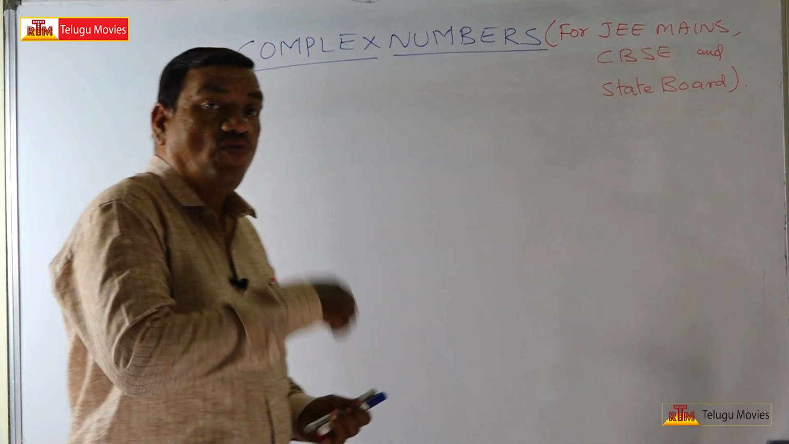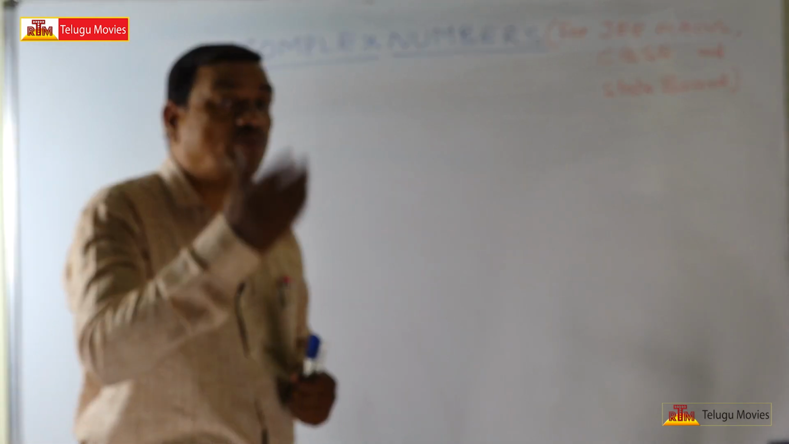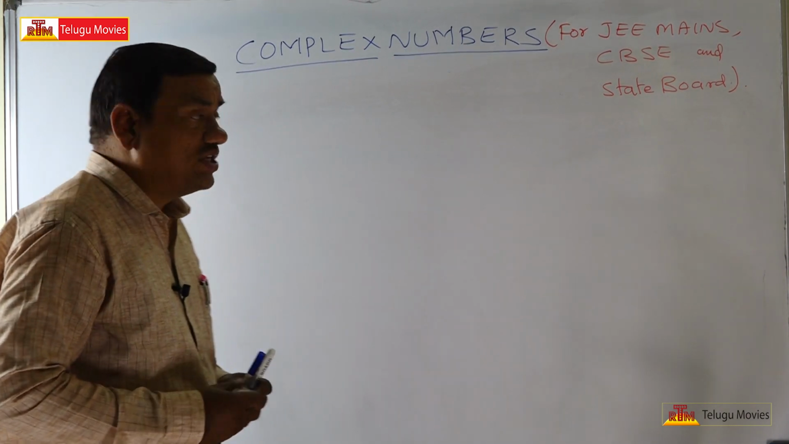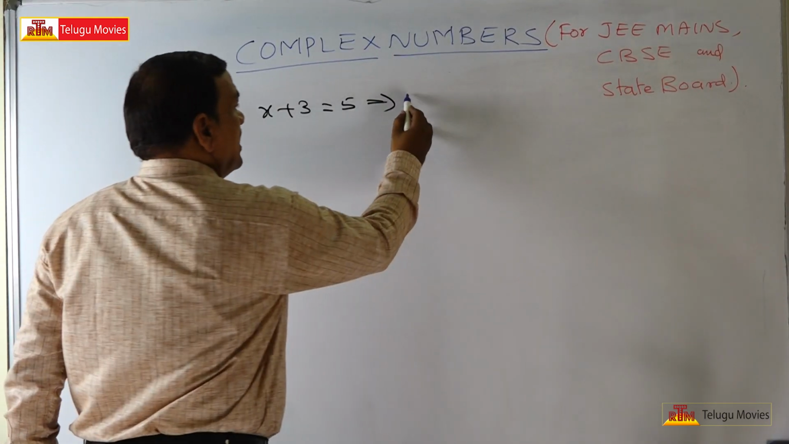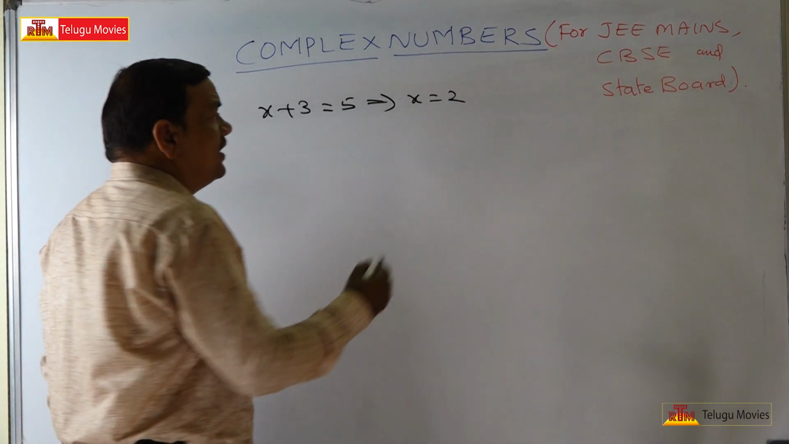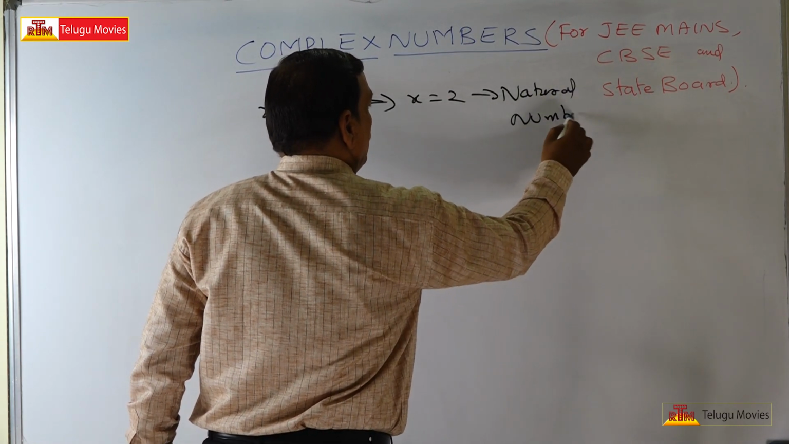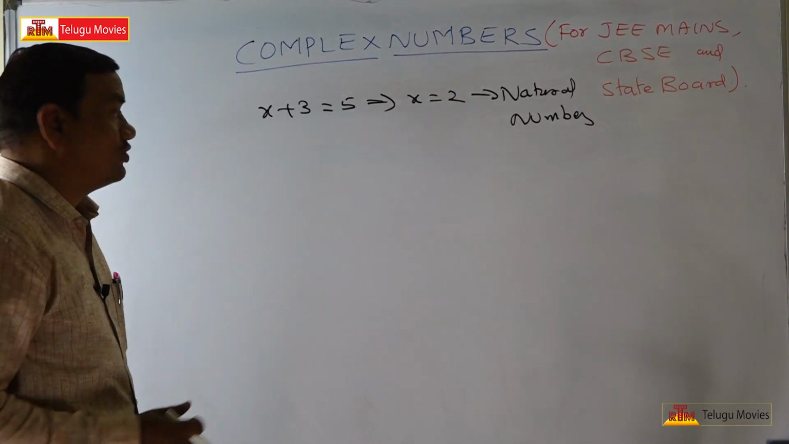Okay, right. So, in algebra, we come across so many equations to be solved. We have to find out the x value, y value, z value, like that. For example, if a question is like this, x plus 3 is equal to 5, then what is the solution? Everybody knows that x is equal to 2 is the solution. The solution 2 we can find from the set of natural numbers. This type of equations, we can find out the solutions from natural numbers.